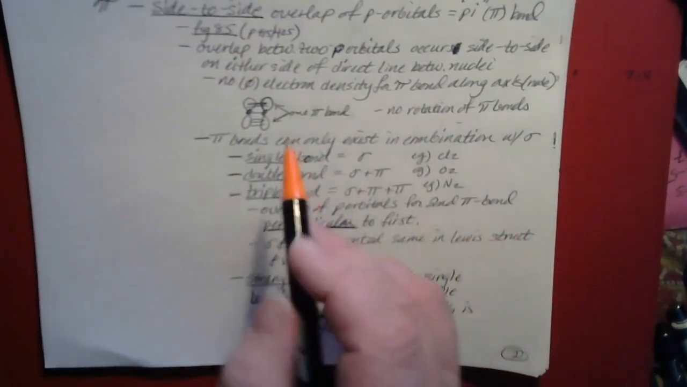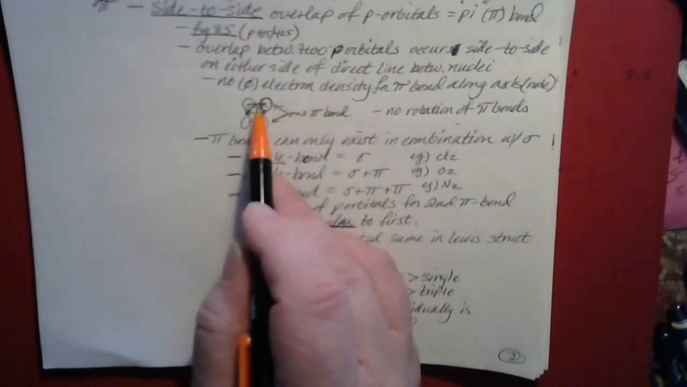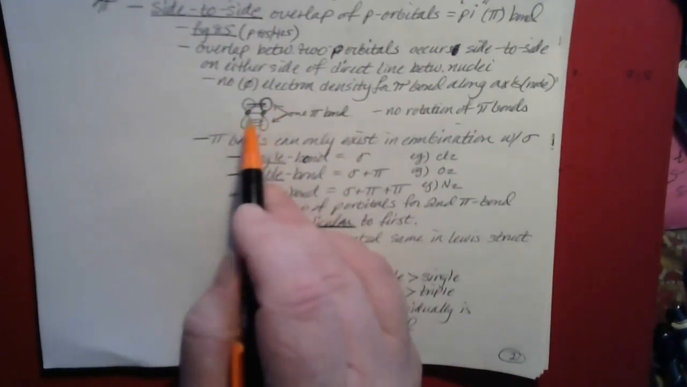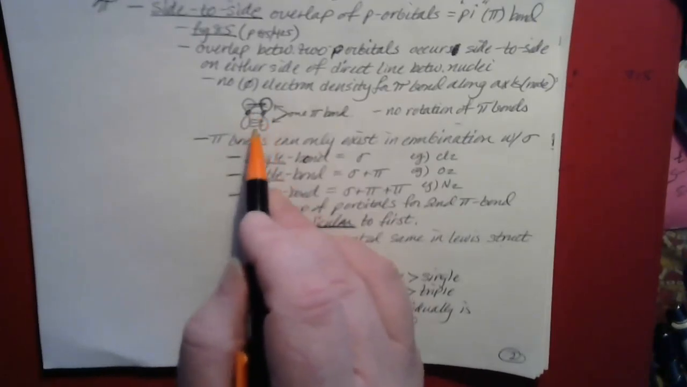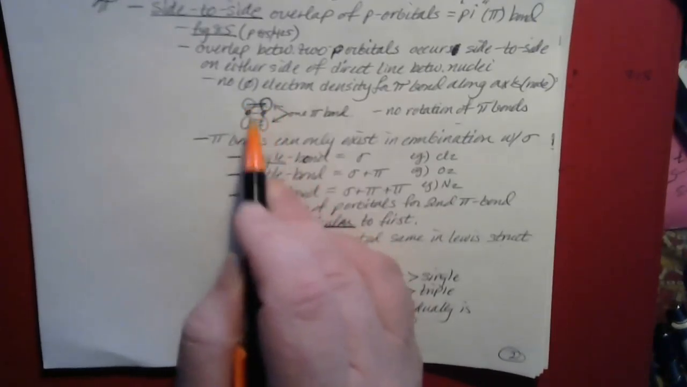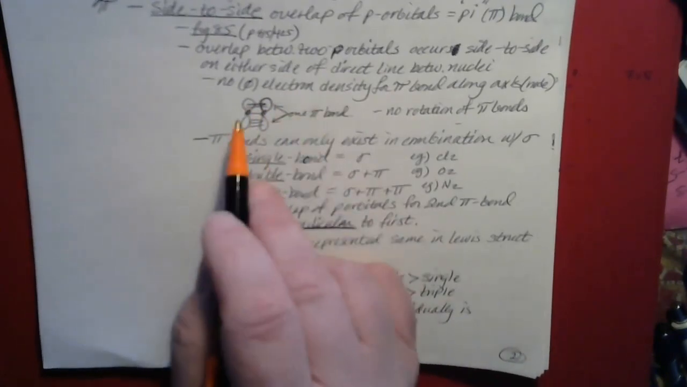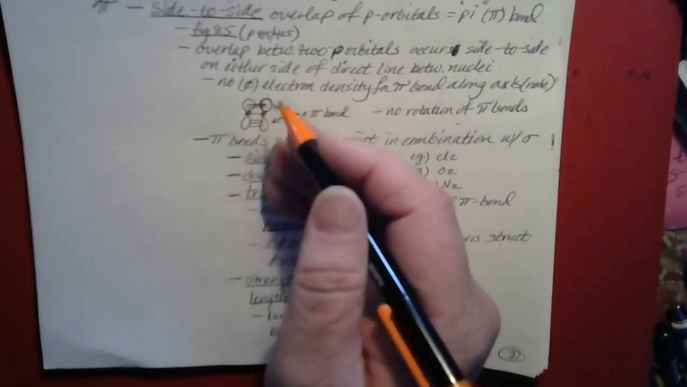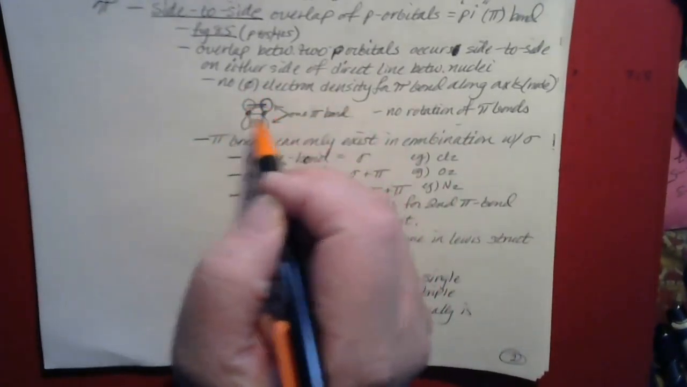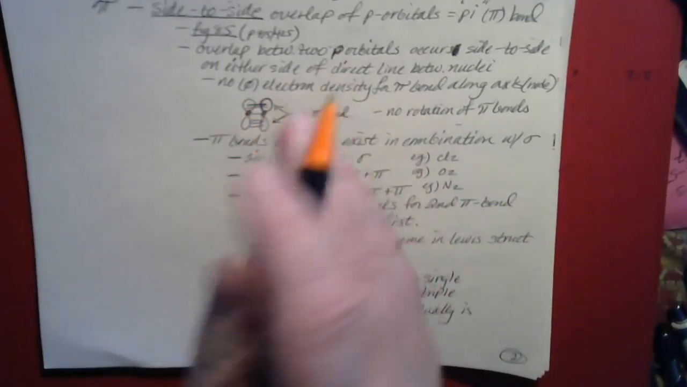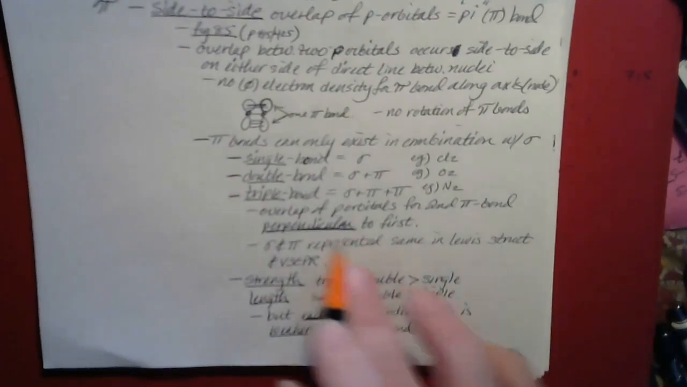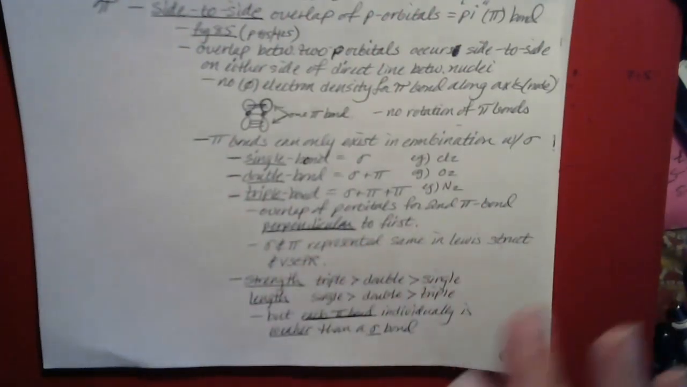And so, in addition to having a lobe above the sigma bond between the 2 nuclei and one below, constituting the first pi bond, the second pi bond would have a lobe that's sort of above the sigma bond between the 2 nuclei and another lobe that's below the sigma bond between the 2 nuclei. So each pi bond has 2 lobes, but it's still only considered 1 bond.